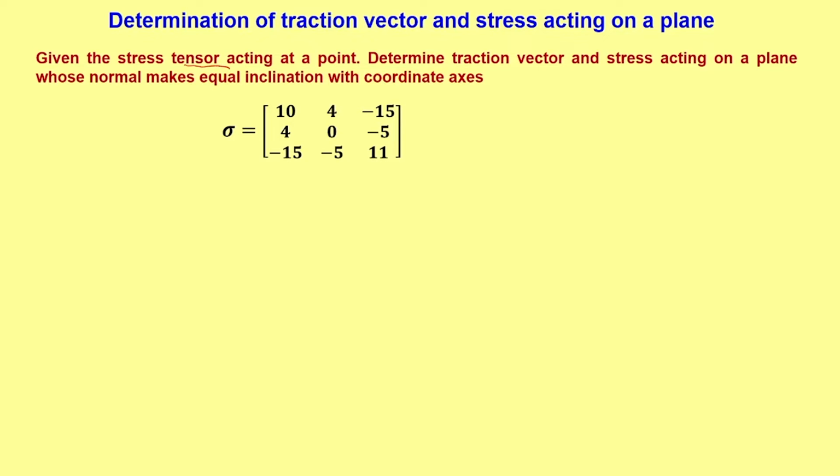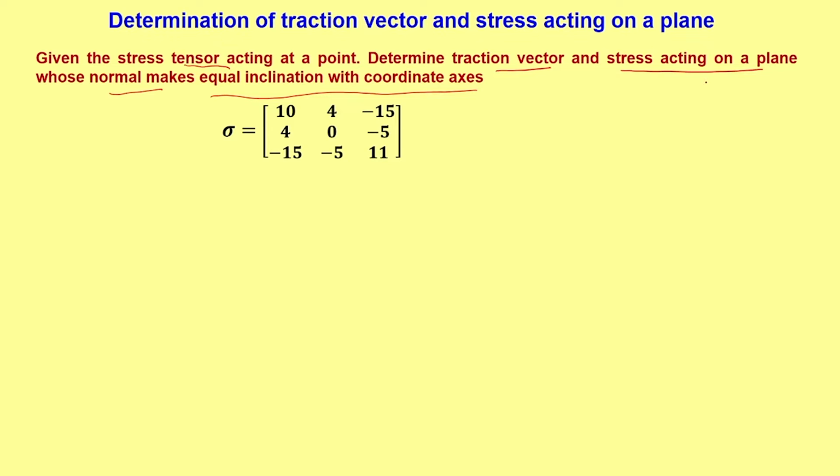we are asked to find the traction vector, because without knowing the traction vector, it is difficult to find the stress acting on a plane. So, the first thing is to find the traction vector and then the stress acting on a plane whose normal makes equal inclination with the coordinate axis. Now, this particular sentence we need to understand carefully.